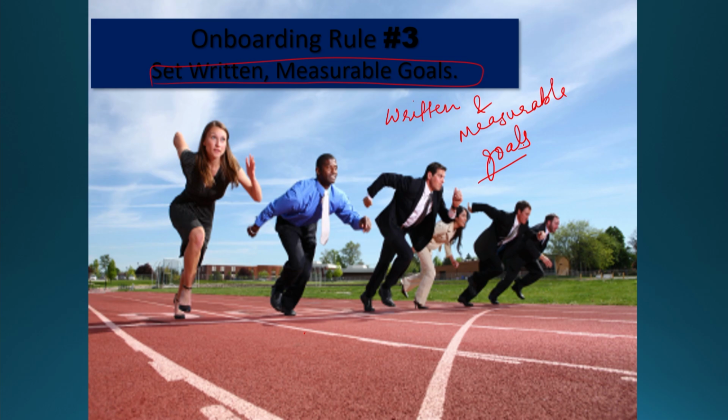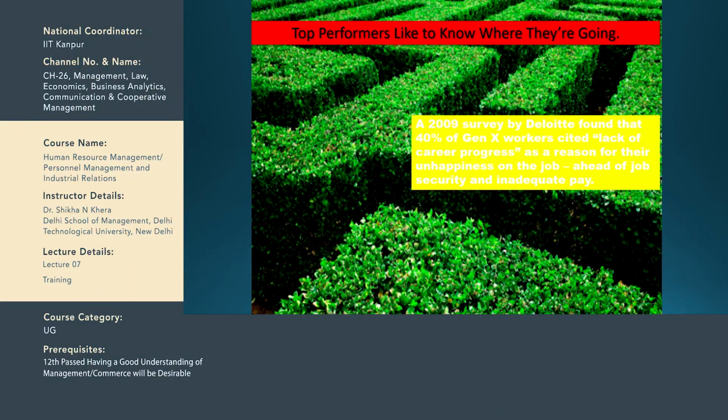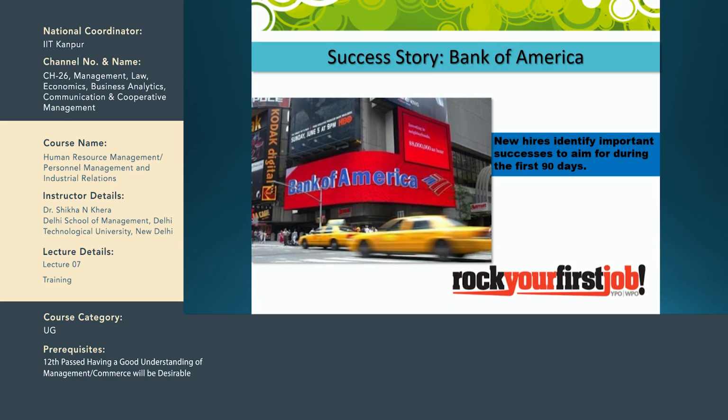With these clear written goals, employees get self-direction, and thus there is less role ambiguity and more role clarity. With less role ambiguity and high role clarity, employees perform better. Top performers like to know where they are going. Those who are highly talented definitely want to know how they are performing against these written measurable goals, so a good system of performance appraisal is expected. We shall be discussing performance appraisal in detail in future sessions.